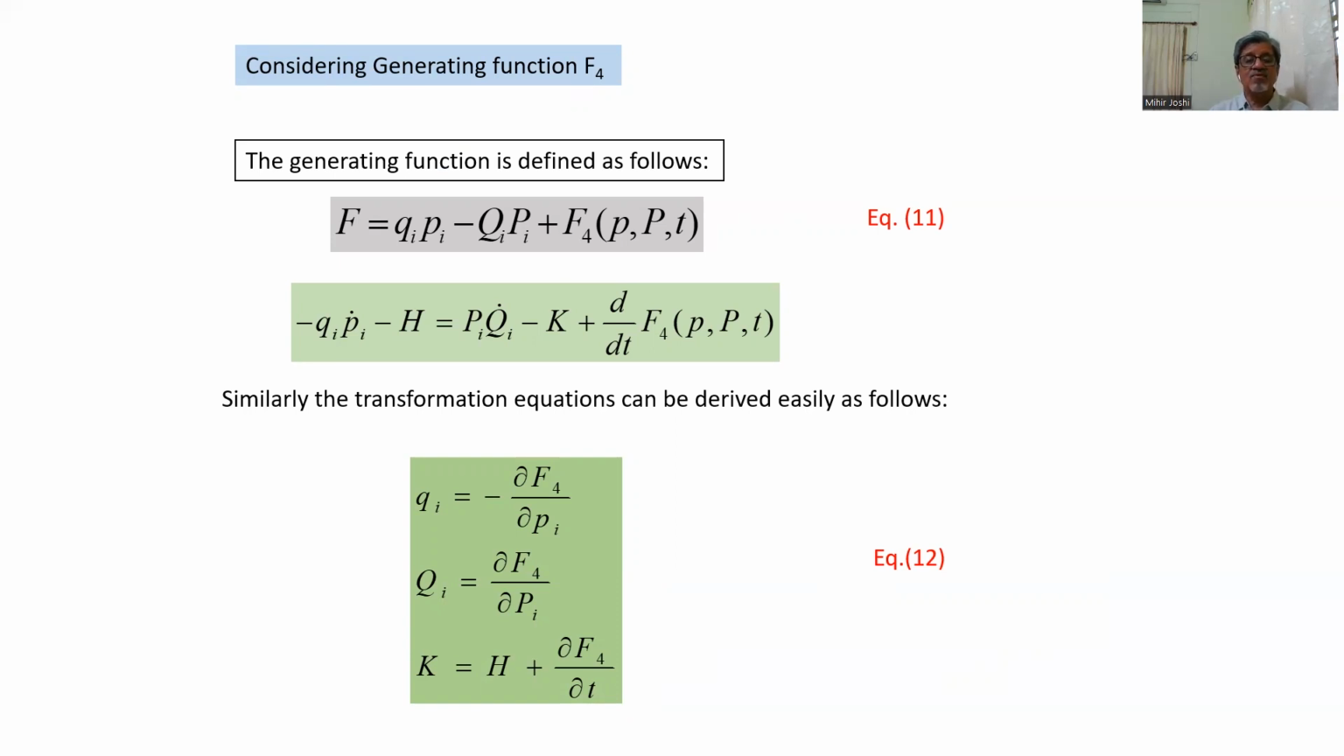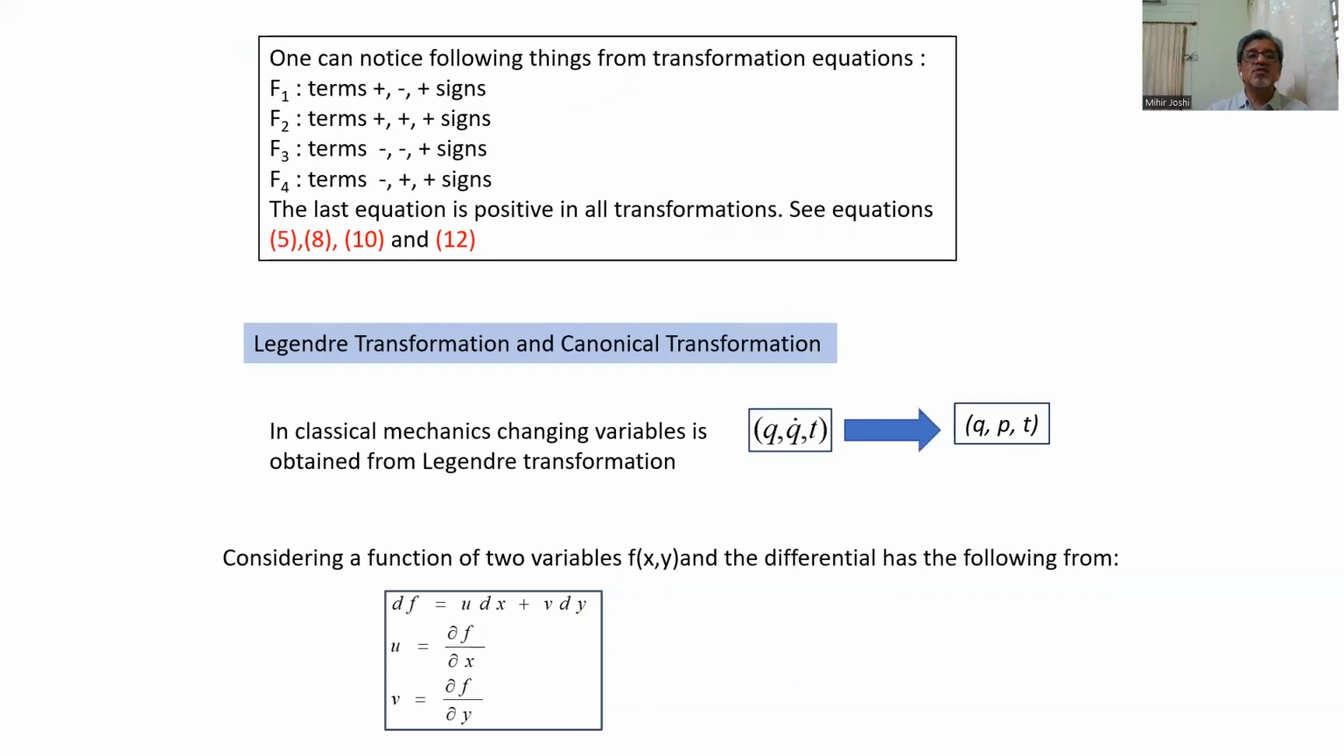So we have seen over here that again we have one transformation equation with a negative sign and another with a positive sign. So this is similar to the first transformation equation, which had one negative sign and one positive sign. Now, one can notice the following things from the transformation equations.